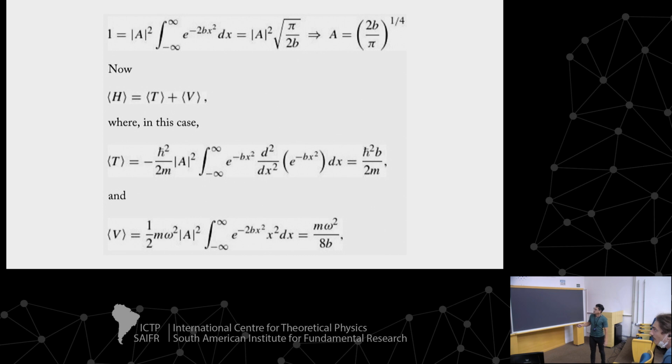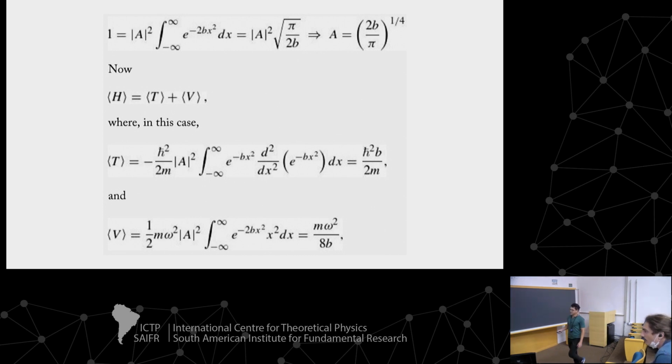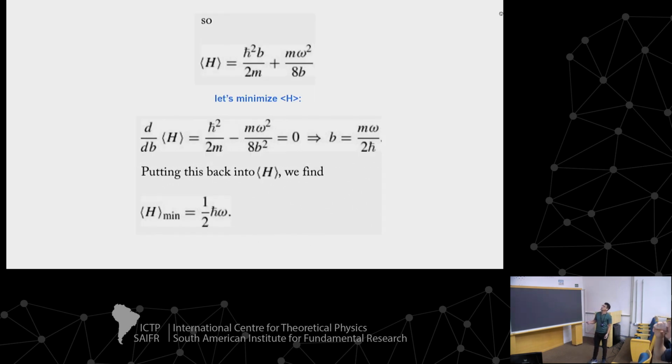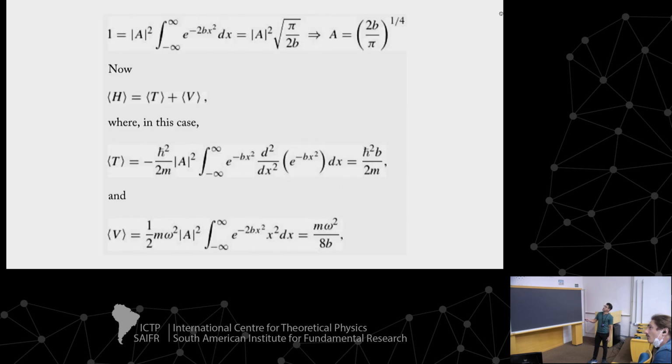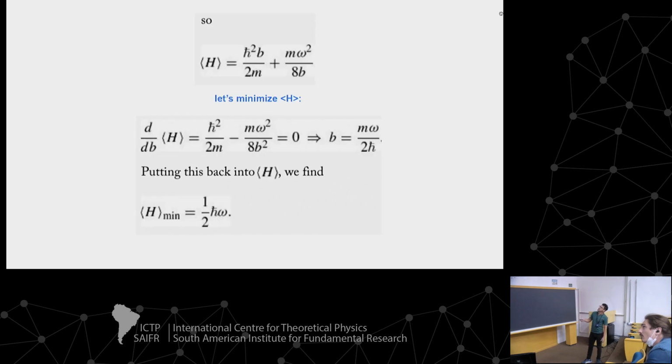So in the end, what you have to do, you have the mean value for the energy, and then you have to differentiate with respect to B, and then you have the solution. Putting B back there, then you find the exact solution.